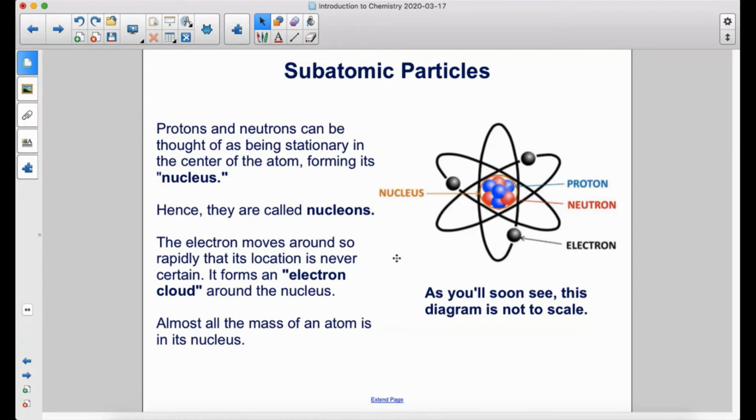Protons and neutrons can be thought of as being stationary in the center of the atom, forming its nucleus. Hence, they are called nucleons. The electron moves around so rapidly that its location is never certain. It forms an electron cloud around the nucleus. Almost all the mass of an atom is in its nucleus. As you'll soon see, this diagram is not to scale.